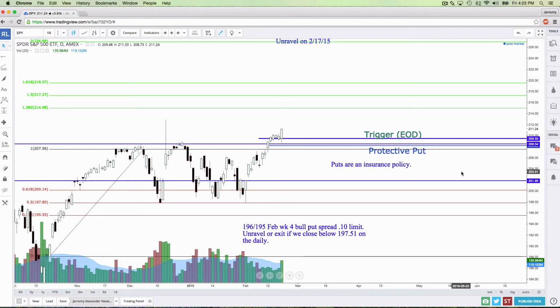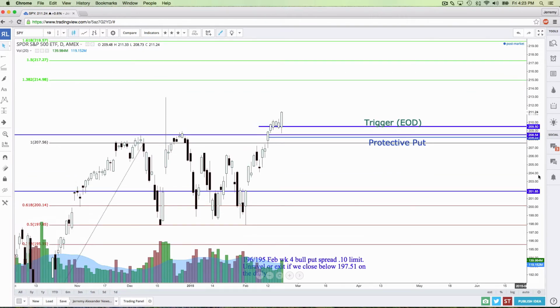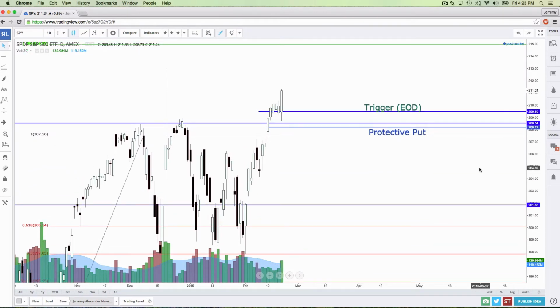So a put is an insurance policy, and you can see on SPY, I have a protective put at 208.22. This does not mean that I've purchased the put yet. When I get into a trade, if you ever see I have a trigger and a protective put, this protective put is literally also a trigger. It means that if SPY does something like this, I will then and only then buy a protective put at 208.22, in hopes that SPY does this and continues bullish. That's kind of what I'm hoping. So this is not a stop, it's just a protection.